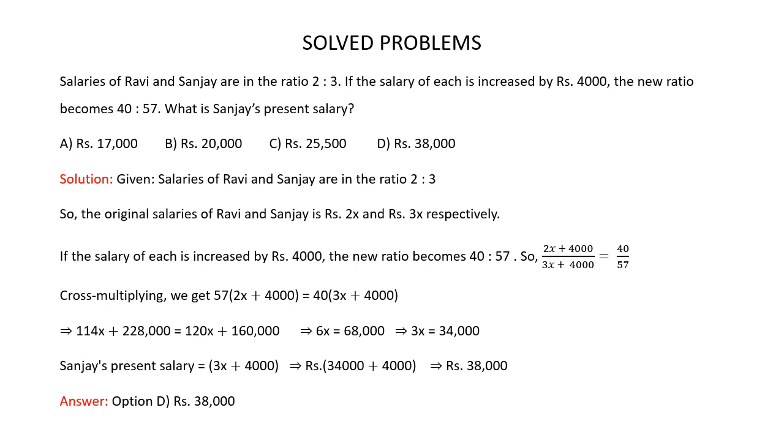Now Sanjay's present salary is 3x plus 4,000. This means 34,000 plus 4,000, which is 38,000. So Sanjay's present salary is 38,000. The correct answer is option D, rupees 38,000.